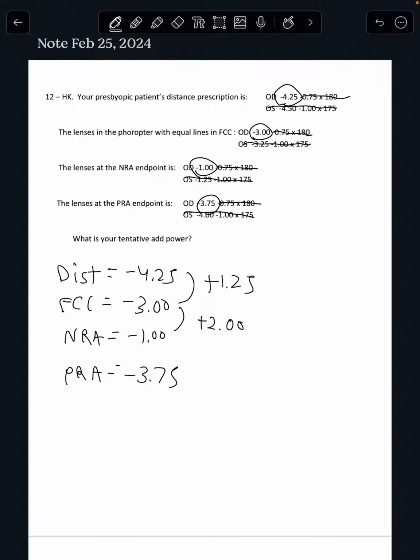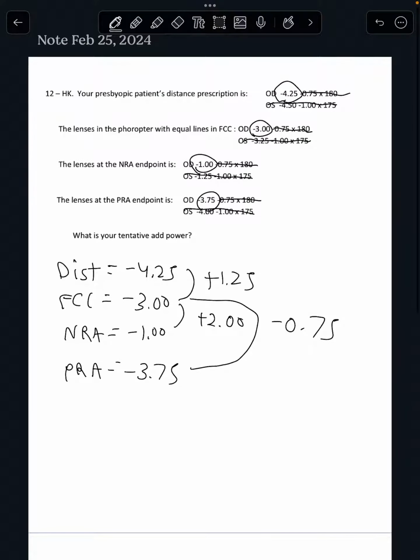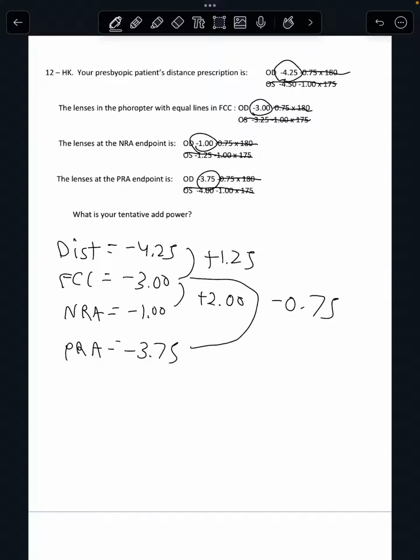And for the PRA, you have to go back to the FCC and then go from the FCC to the PRA. So the difference between minus 3 and minus 3.75 is minus 0.75, because we're going from the FCC to the PRA. So we're going from minus 3 to minus 3.75, so we're becoming more minus. Okay, so then we have the FCC value is plus 1.25. The NRA and PRA is plus 2 and minus 0.75.